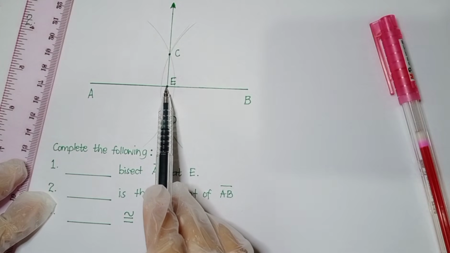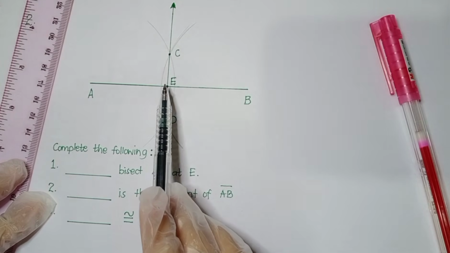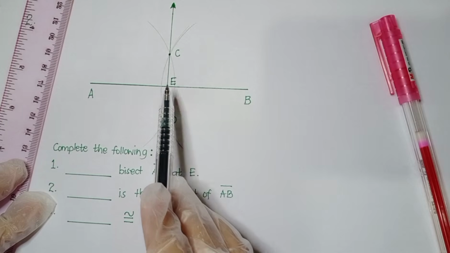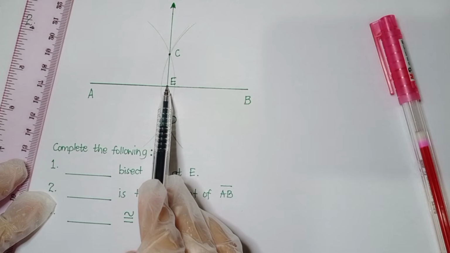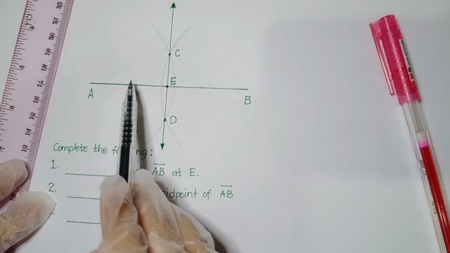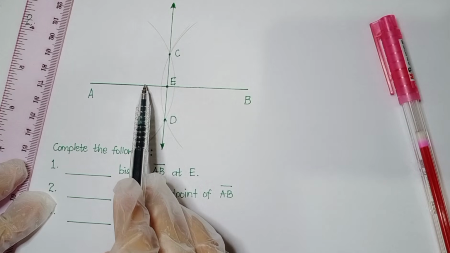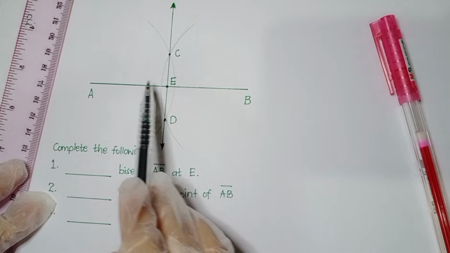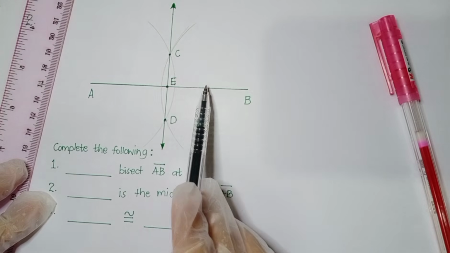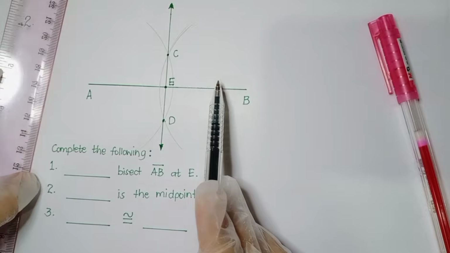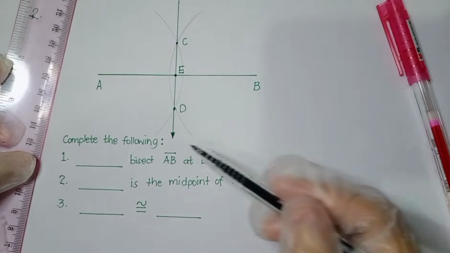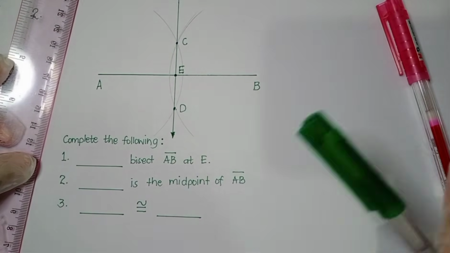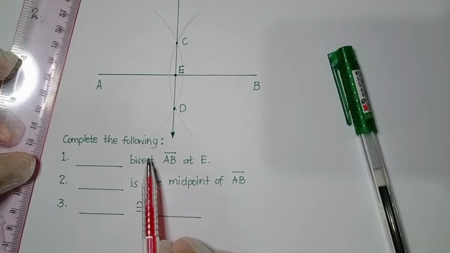So, hindi lang siya basta perpendicular. Perpendicular bisector po siya. Why? Kasi ang tinamaan niya yung midpoint. Pag sinabing midpoint, siya yung pinakagitna. So, therefore, itong dalawa, equal to. So, ang midpoint, hinahati niya itong segment into two congruent parts. Okay? So, we now have this construction. Now, we can now complete the following.